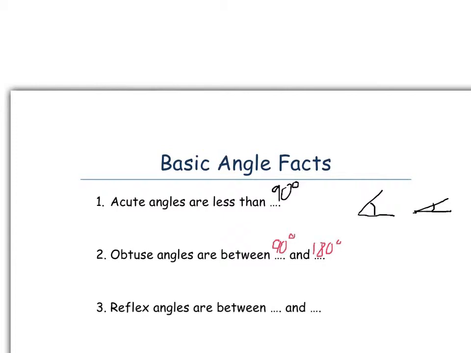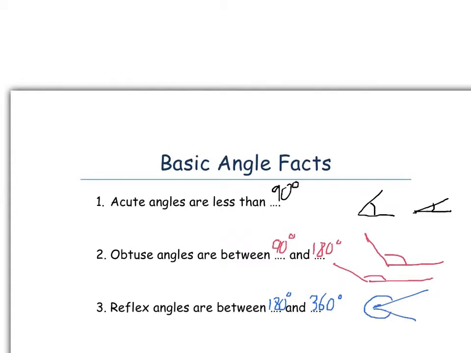So, we know that 90 degrees would be vertically up from here, so that would be an obtuse angle. Also, this is an obtuse angle. And the final type of angle is a reflex angle, which is between 180 degrees and 360 degrees. So here's a reflex angle.